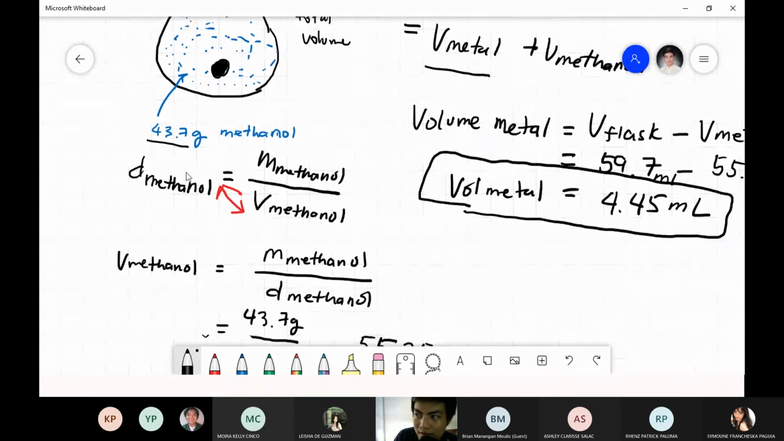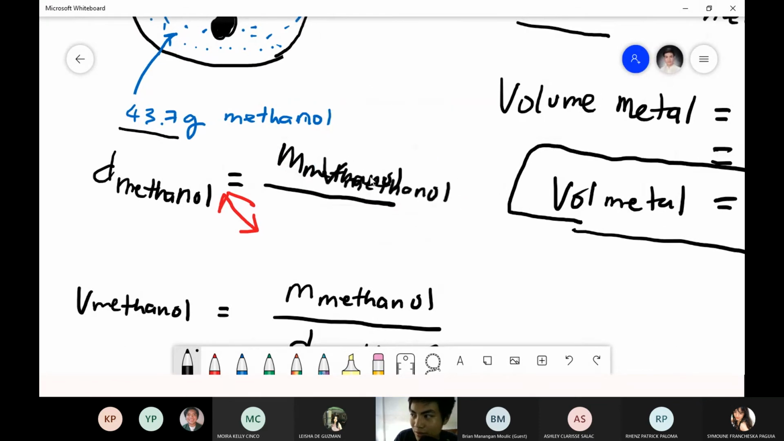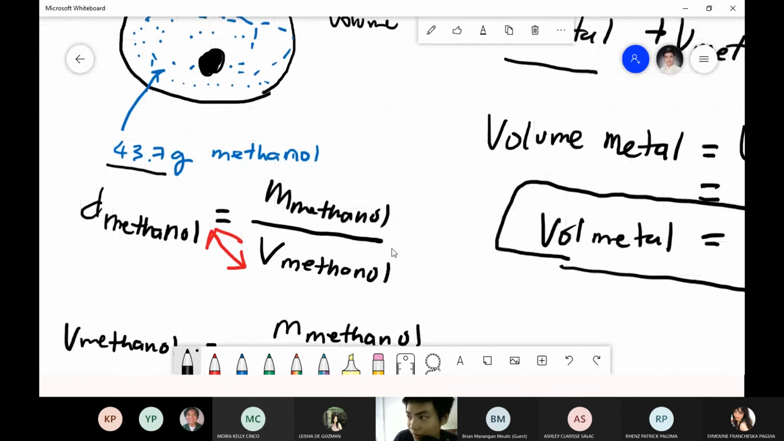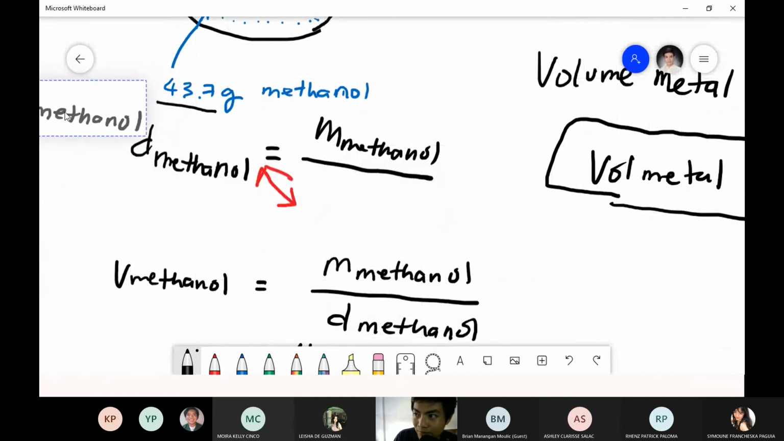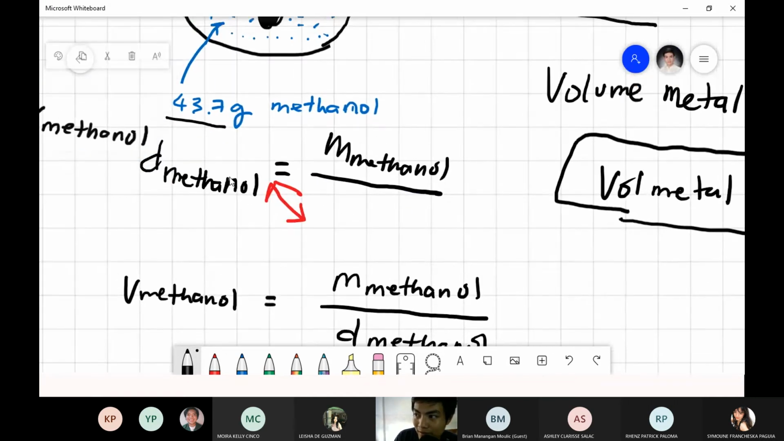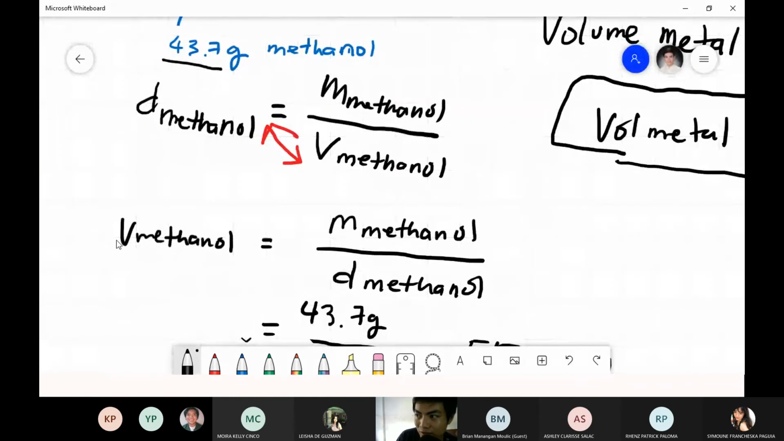Density is equal to mass over volume. Kung gusto mo hanapin yung volume, cross-multiply mo doon. Okay? I-cross-multiply mo. Ito, lipat mo dito. Ito, lipat mo sa baba. So, you will get this equation: V equals mass over density.